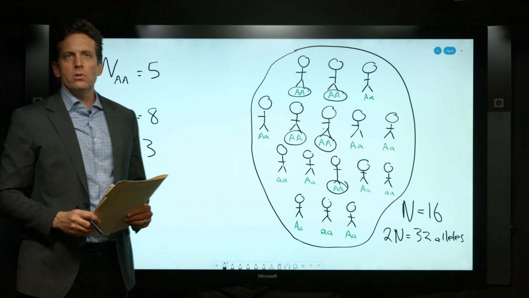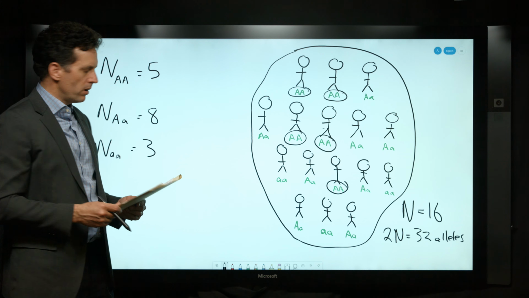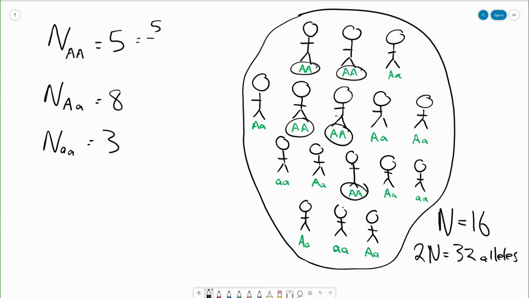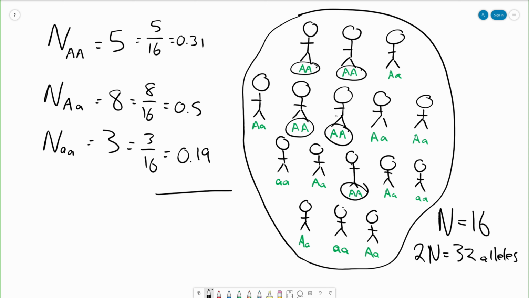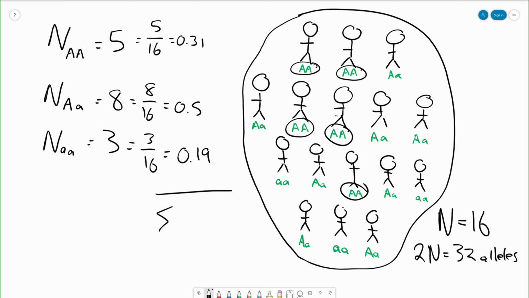And of course, now what we'd like to do is quantify the frequencies of those genotypes. So we just divide by the total number of genotypes in the population, which is the number of individuals. And so this is going to be 5 divided by 16, which is equal to 0.31. This is going to be 8 divided by 16, which is equal to 0.5. And 3 divided by 16 is equal to 0.19. And of course, if we add up the frequencies of those genotypes, they should sum to 1. And indeed, they do.